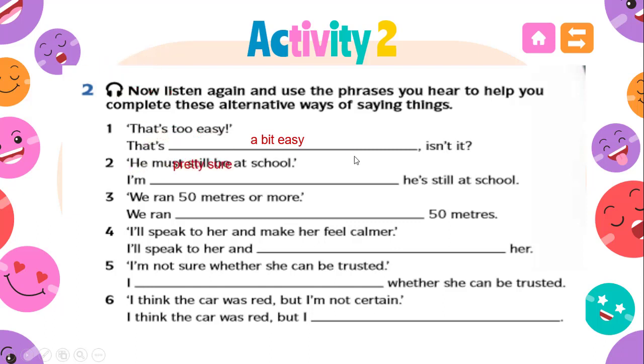Number 2. I'm pretty sure he's still at school. Number 3. We ran at least 50 meters. Number 4. I'll speak to her and reassure her. And number 5. I have my doubts about whether she can be trusted. And finally, number 6, the answer is, I think the car was red, but I couldn't swear to it.